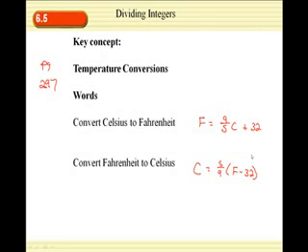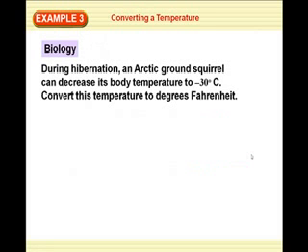Get the formulas down. During hibernation, an Arctic ground squirrel can decrease its body temperature to -30 degrees Celsius. Convert this temperature to degrees Fahrenheit. So we're changing Celsius to Fahrenheit. So get the right formula. Fahrenheit equals 9/5 C plus 32. And I always start by writing the formula. Now let's put in 9/5 times C, which was -30 degrees, plus 32 equals F.